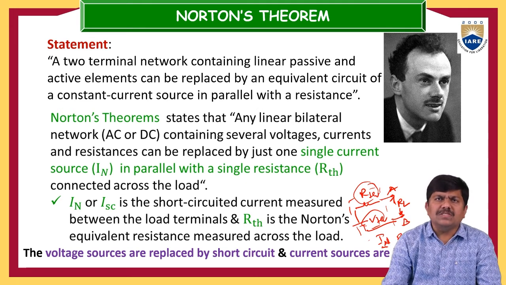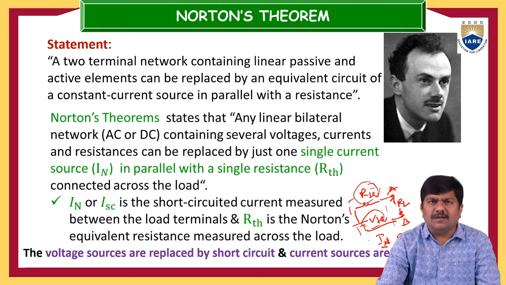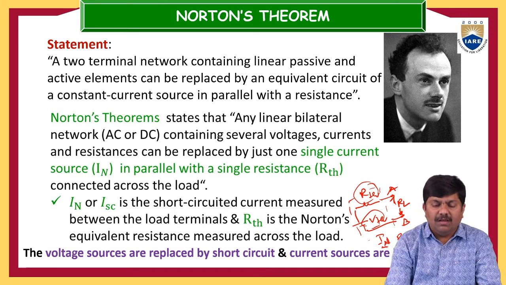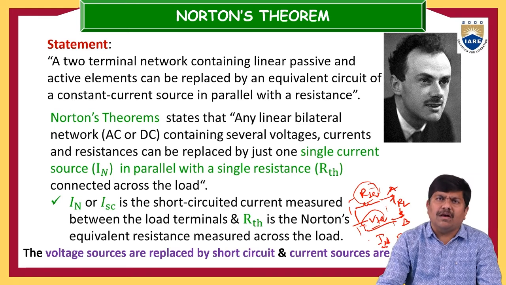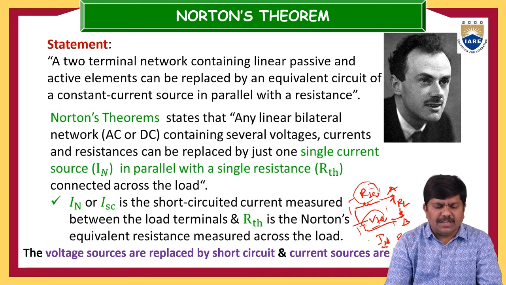All the active sources you have to reduce into one single current source. That single current source can be designated as I_N, which is nothing but the Norton's current, and R_TH is nothing but the Thevenin's equivalent resistance. Now, these two are connected in parallel, and again this current source and R_TH are connected in parallel to the load. So this is the statement here.